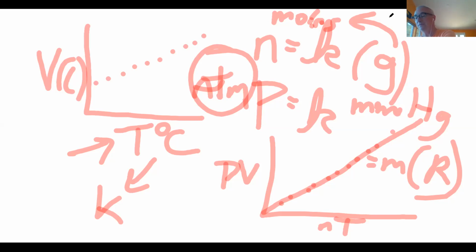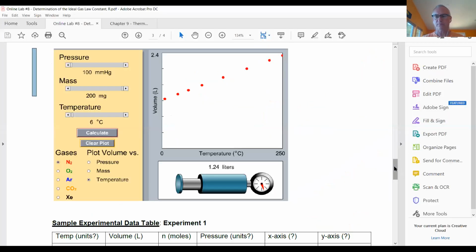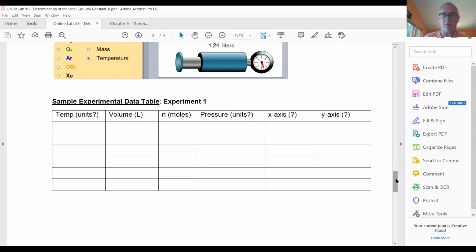So basically what we're going to do is plot our data. When we get our data table, our temperature, we can just put down whatever our temperature is in degrees C. So 1, 5, 50, 150, whatever it is. Our volume in liters, that's good. We don't have to do anything with that.